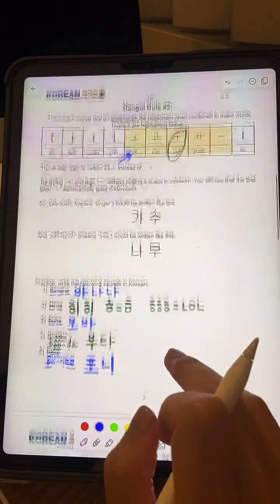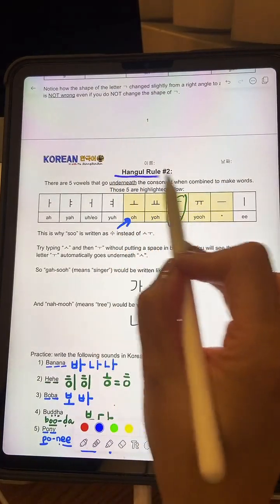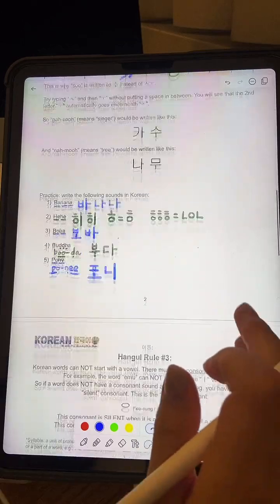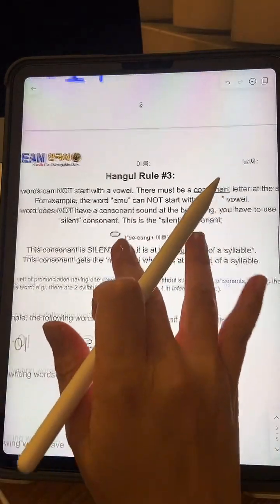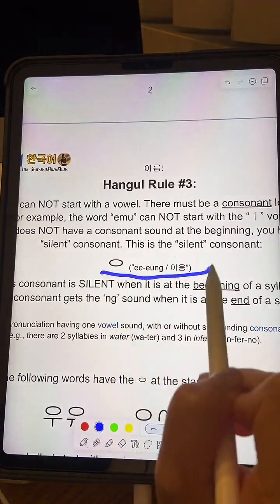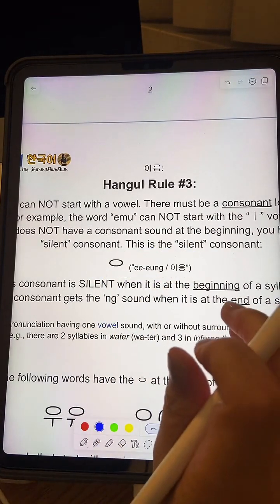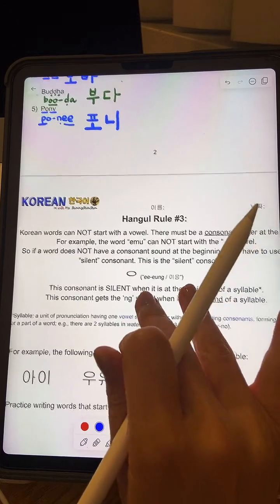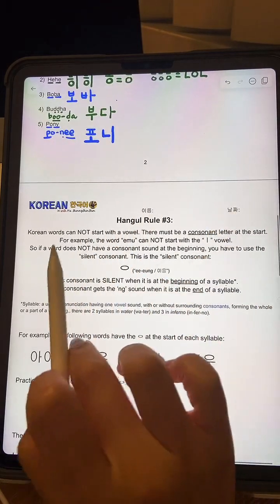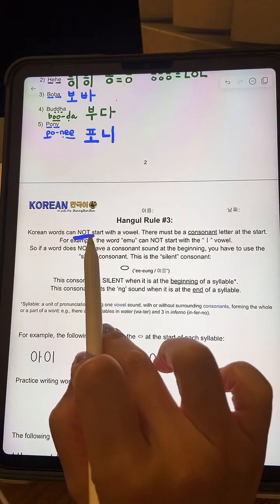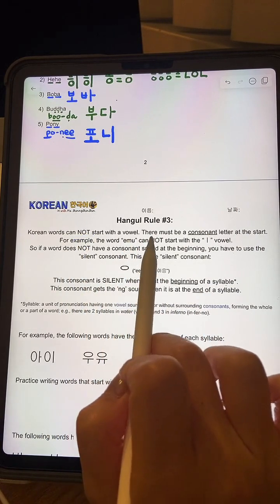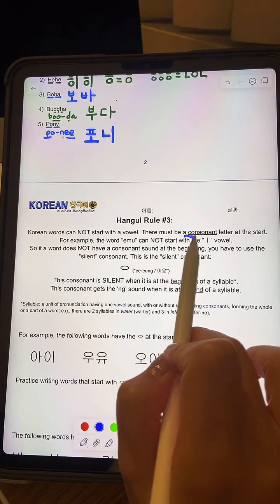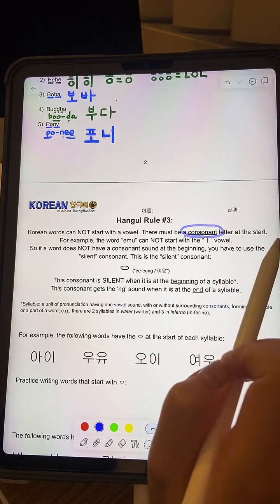All right, so that was rule number 2. Let's go on to rule number 3. Hangul rule number 3 is all about the consonant ing. So let's see what I wrote here in this book. Korean words cannot start with a vowel. There must be a consonant letter at the start.